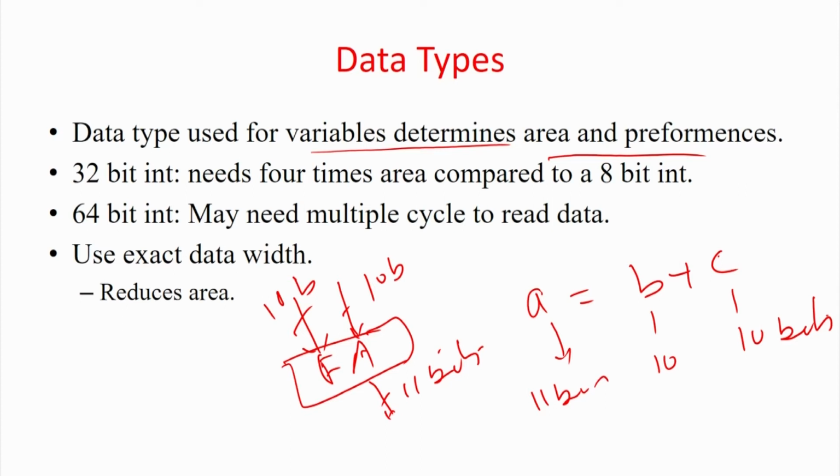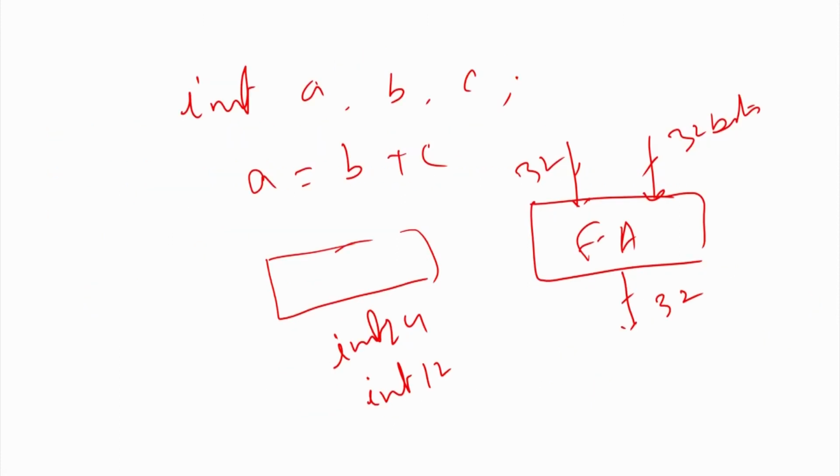You should know your application area and whatever the input width is, and you should set your data path width according to the requirement, and that will actually reduce the area of your design. This is a very simple thing, but it has to be taken care of. Okay, so data type is one issue that we should take care of.